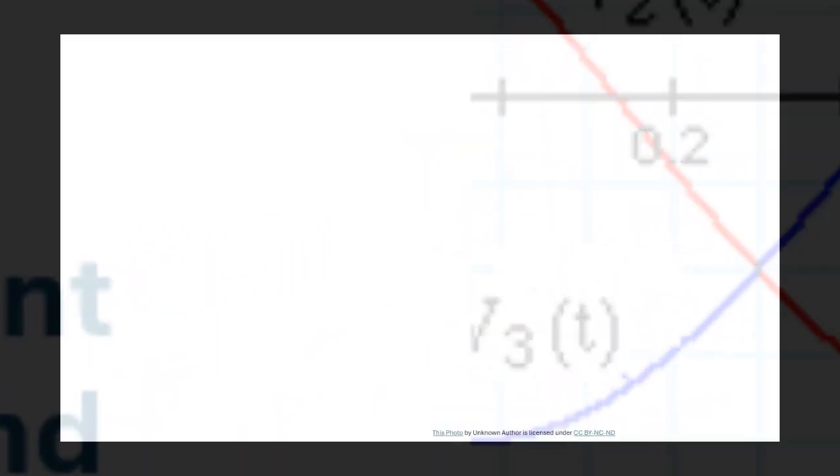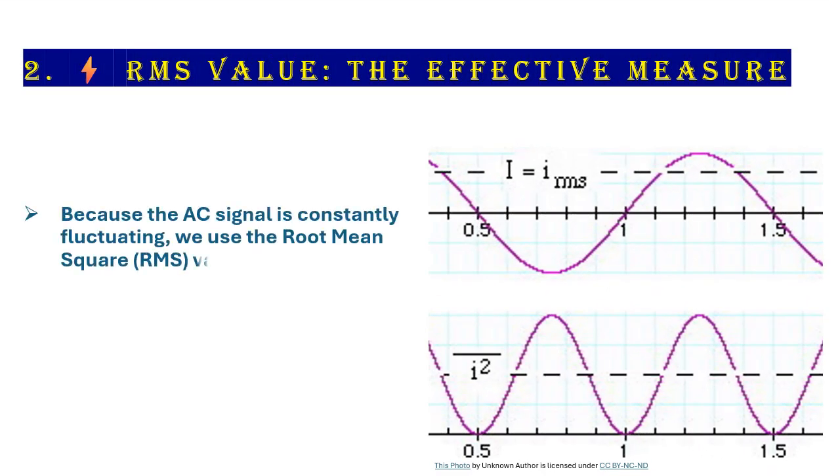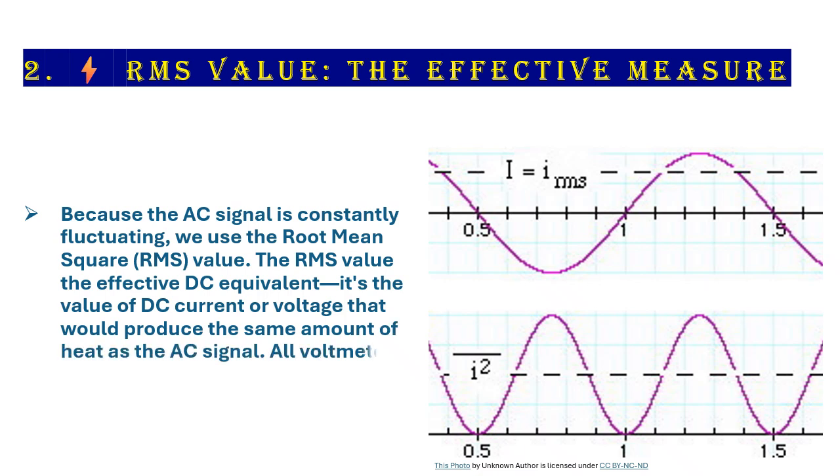2. RMS value, the effective measure. Because the AC signal is constantly fluctuating, we use the root mean square, RMS, value. The RMS value is the effective DC equivalent. It's the value of DC current or voltage that would produce the same amount of heat as the AC signal. All voltmeters and ammeters measure in RMS.